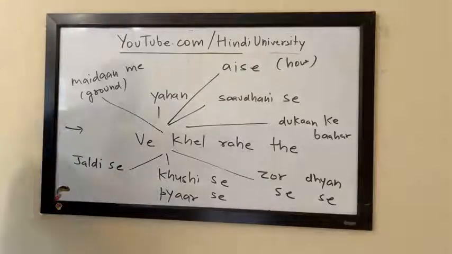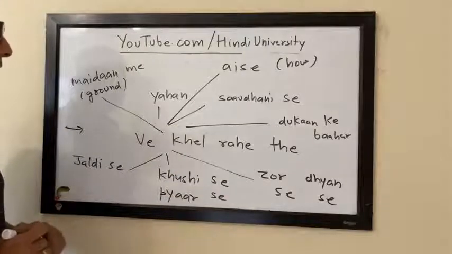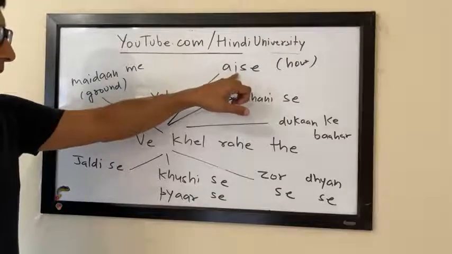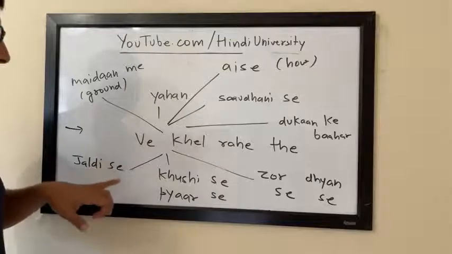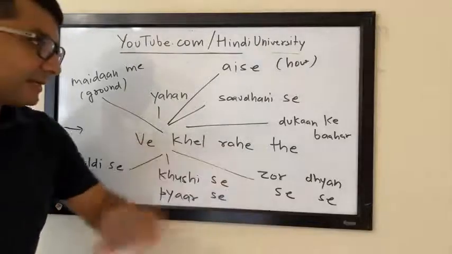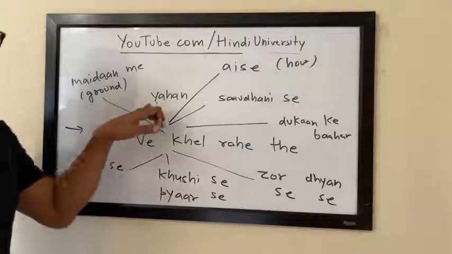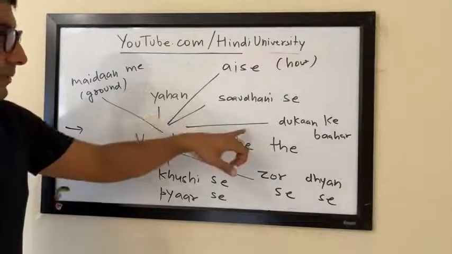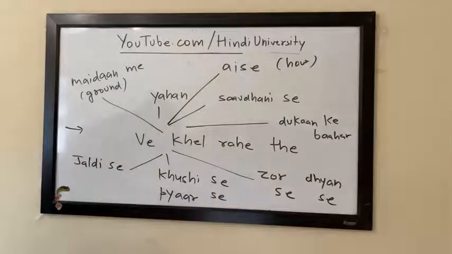Okay. So you see, in one sentence we were able to put multiple types of adverbs. We were able to put adverbs which are describing how: ऐसे, सावधानी से, खुशी से, प्यार से, जल्दी से, जोर से, ध्यान से. We were able to mention about where: वे यहाँ खेल रहे हैं, वे यहाँ नहीं खेल रहे हैं. We were able to describe the where also, right? दुकान के बाहर.